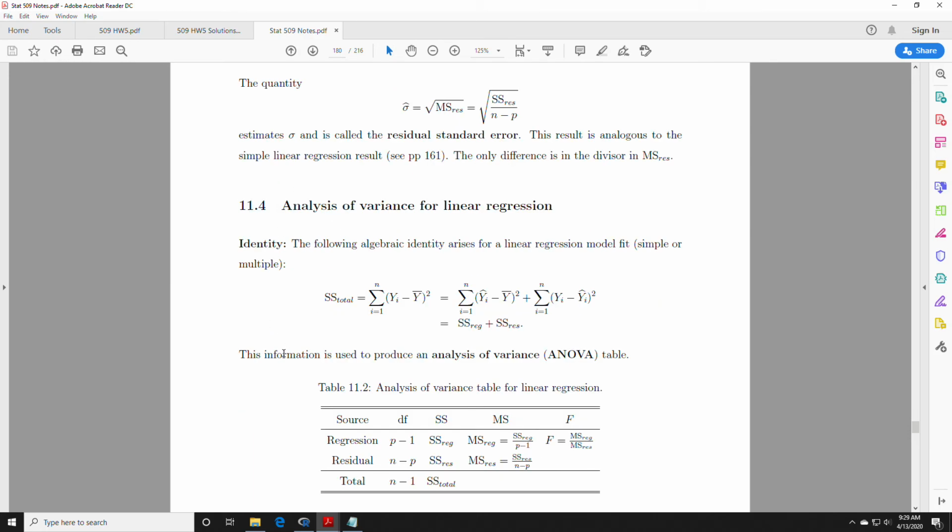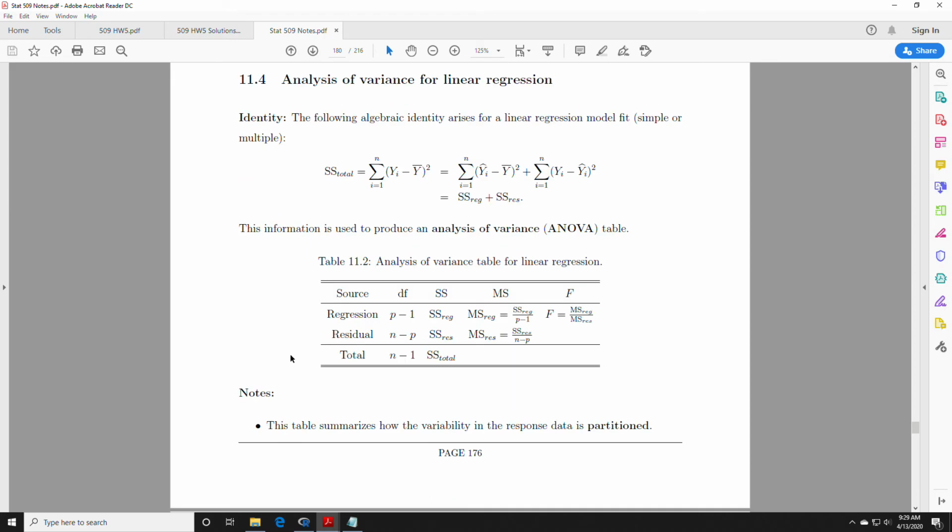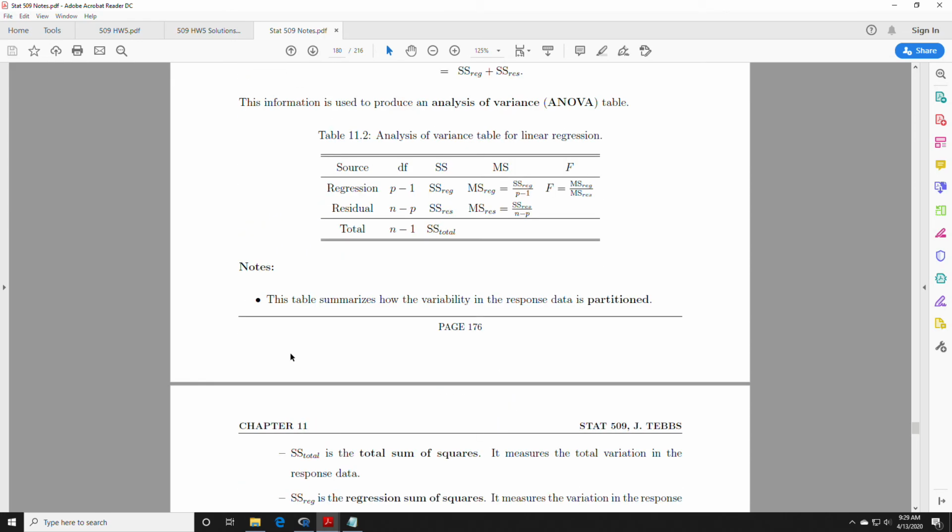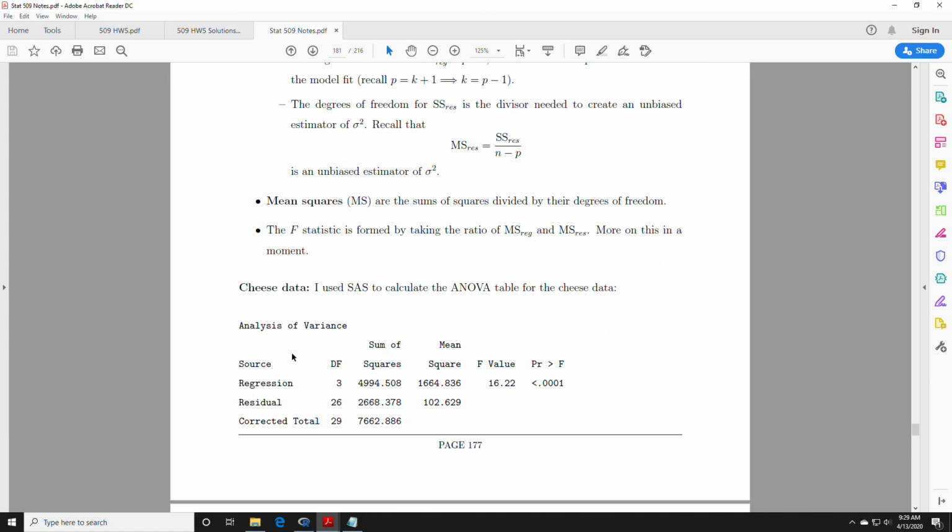Breaking down the sum of squares, I don't think we're going to do that. We're not going to pay much attention to that.